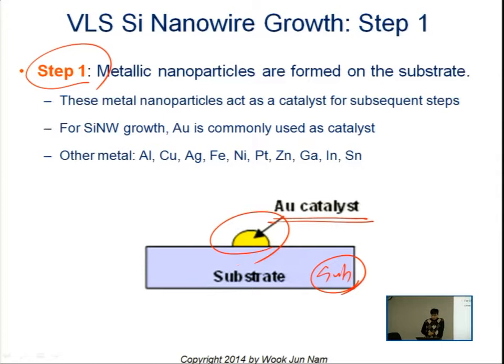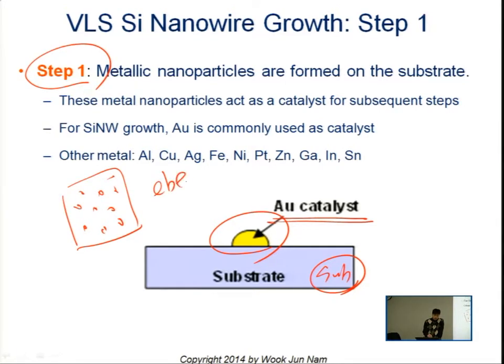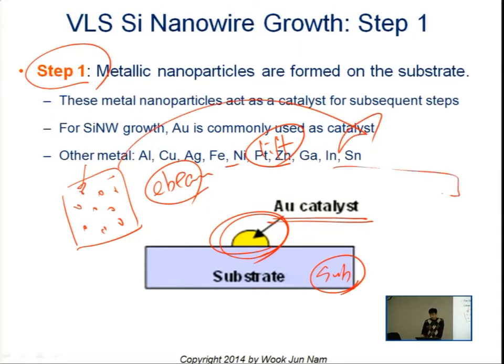nanodot structures. If we want very precisely positioned nanodots, we can use e-beam lithography and then do the lift-off process. Using that way, we can put this kind of nano metal catalyst in a very precise position and with a very precise size.